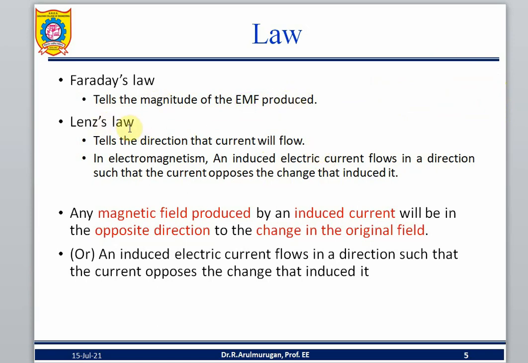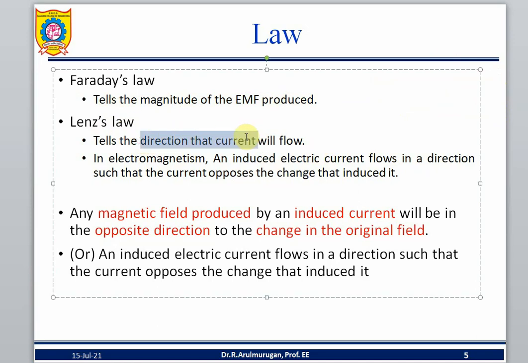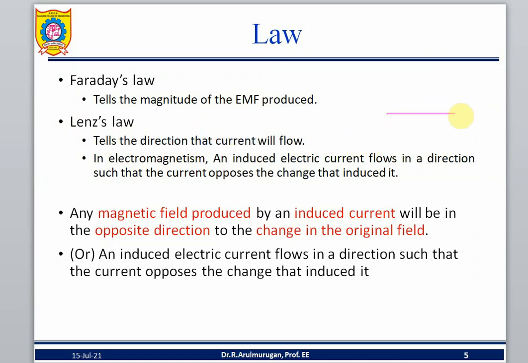The next one is Lenz's law. What is its purpose? The direction of current. The direction of current flow in the circuit is defined by Lenz's law. It tells the direction of the current flow, whether to the right side or the left side.